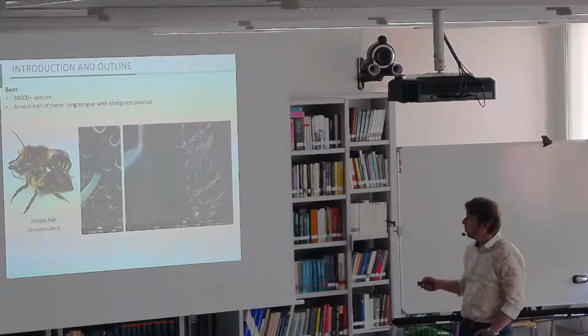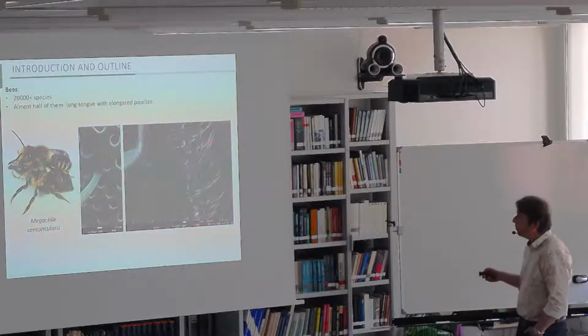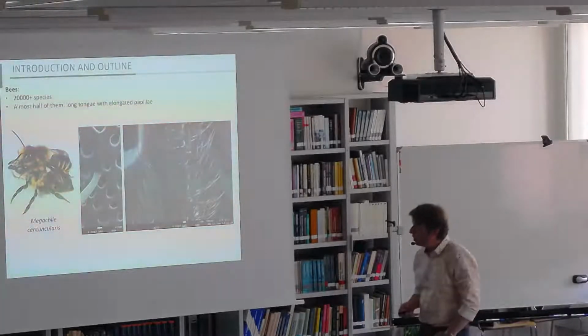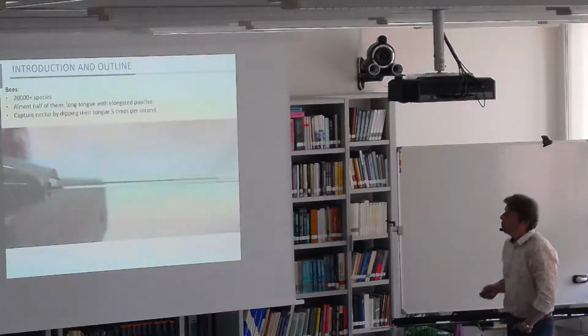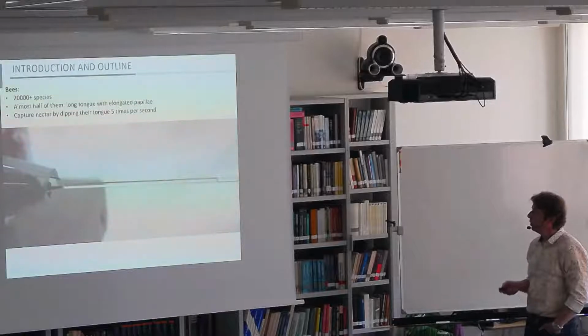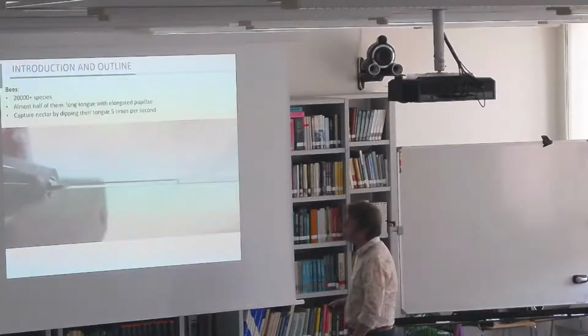So what you see here is the central part of the tongue, which is here. So this is called glossa. And on this central part, you have this elongated papillae. And to capture nectar, bees dip their tongue 5 times per second into the liquid. So what you see here is a capillary tube with some sugar solution in it. Here is the bees. And you will see that to capture the nectar, the bees dip 5 times per second.